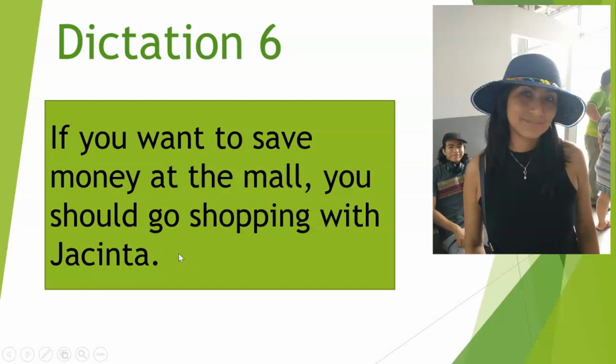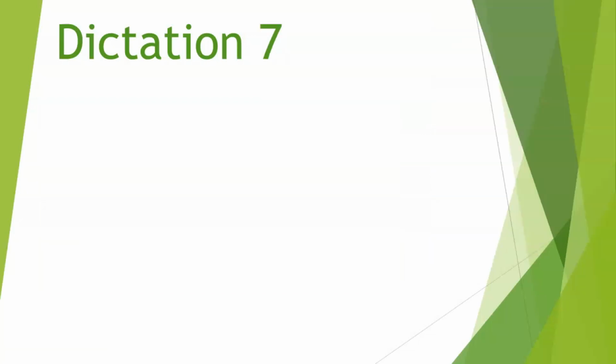So in this example, the modal verb is should. So we've got you should go shopping. Here we see the subject. Here we have the modal verb to give advice. The main verb, go, and then we've got the gerund. These two kind of go together: go shopping. You should go shopping. Okay, so let's move on to our last dictation.